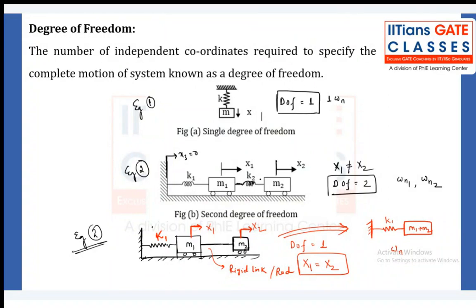Come back to example number three. In example number three, you can see that it is again the same example, but now the flexible link, spring number two, is replaced by a rigid link or rod. Everybody knows a rigid link or rod is a non-deformable member. That means if mass m2 is displaced by the amount x2, mass m1 has to be displaced by the same amount. There is no other option. So now we have two displacement variables, but they will be the same: x1 equal to x2.